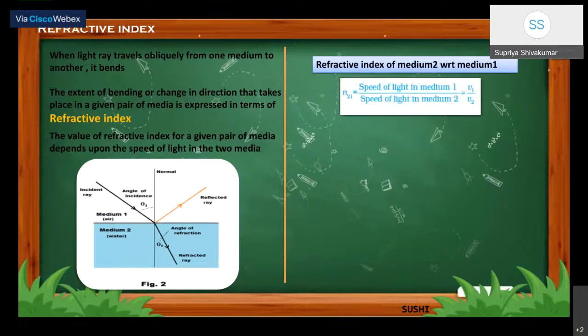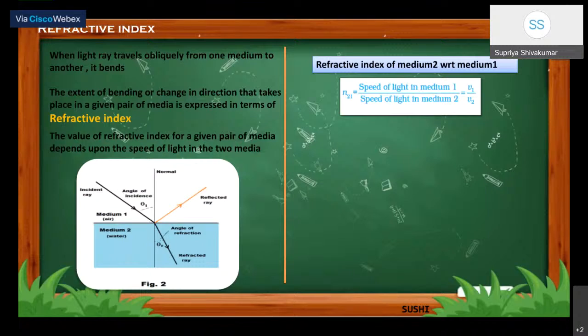Refractive index of medium two with respect to medium one can be written as n 2 1. So here 2 comes first, and 1 comes after. So what it means is, it is the refractive index of medium 2 with respect to medium 1. Now, how do we write the expression? It is the speed of light in medium 1 over the speed of light in medium 2. We usually get confused: when we write n 2 1, we write speed of light in medium 2 with respect to speed of light in medium 1. We should not write it this way, most of them get confused.